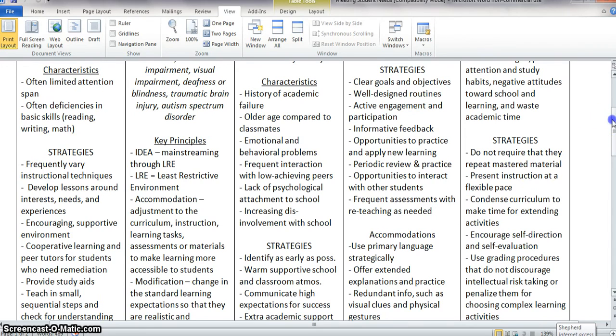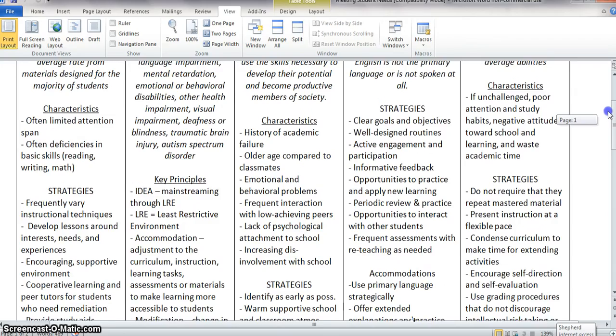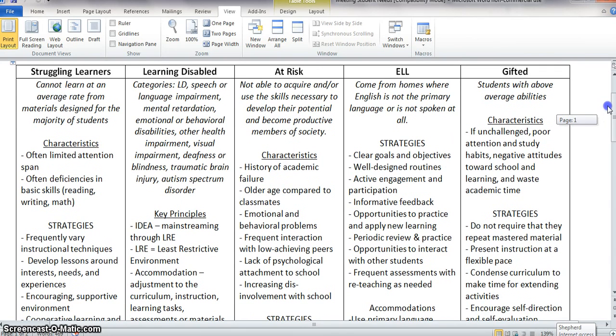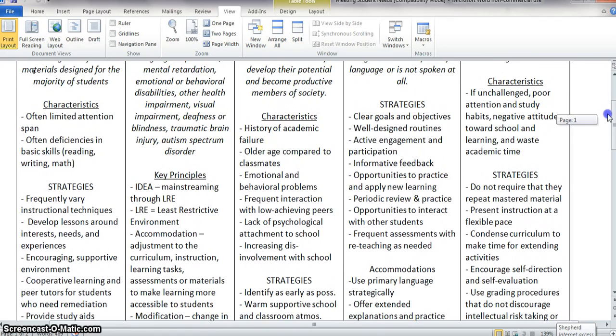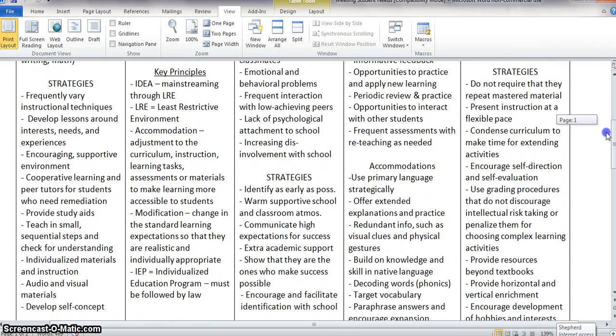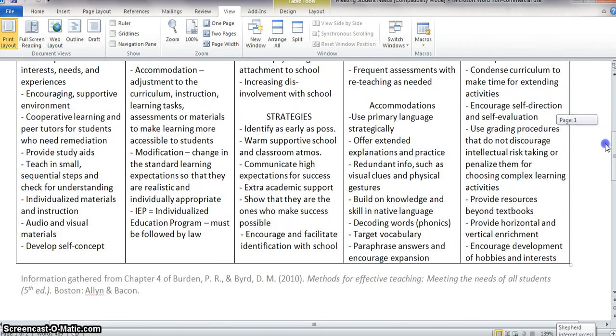Now, we talked about the word accommodations back in the learning disabled section. And we definitely need to clarify that students learning English are not learning disabled. They may have a learning disability, but so might anybody else in these categories. But remember the difference between an accommodation and modification. Students who are learning English may need some accommodations. These are things that we adjust, not because they can't handle it or they can't learn it, but because it's going to help them to be more successful.